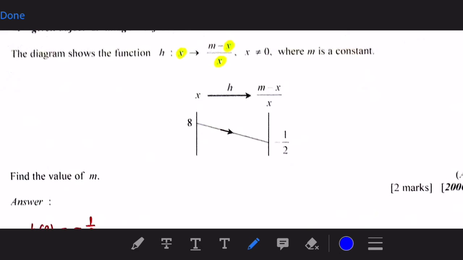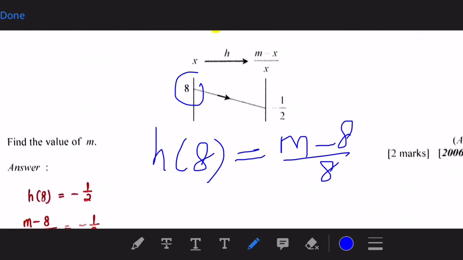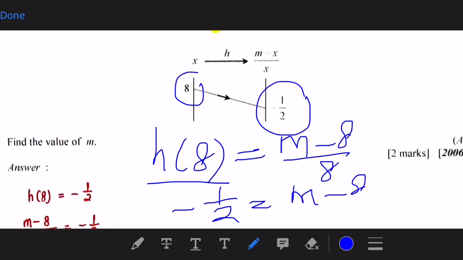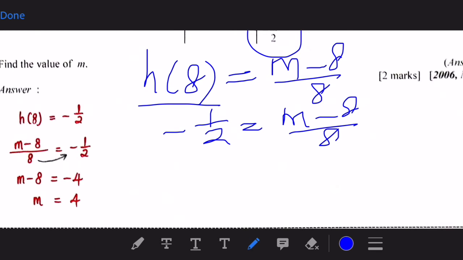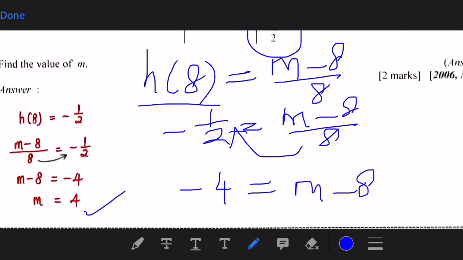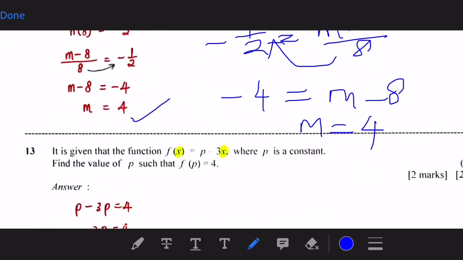Okay, so the diagram shows the function h(x). When you see x, you can always substitute the 8 inside. So (m minus 8) over 8. Then h(x), meaning that it's negative half, right? So you just solve it. Cross multiply. Negative half times 8, you get negative 4 equal to m minus 8. Then your answer m will be equivalent to positive 4, right?